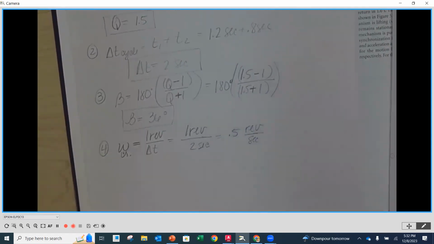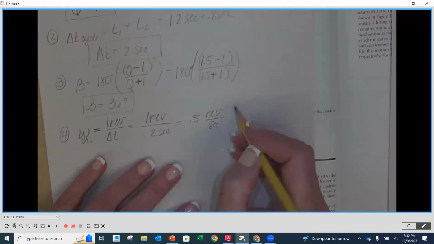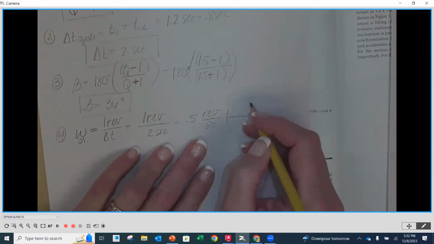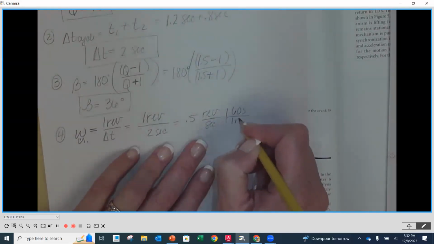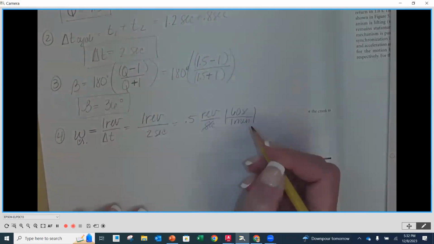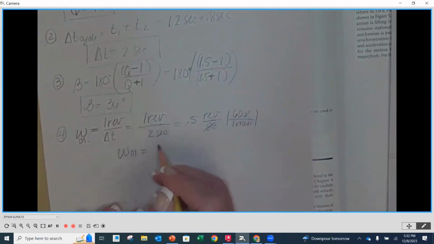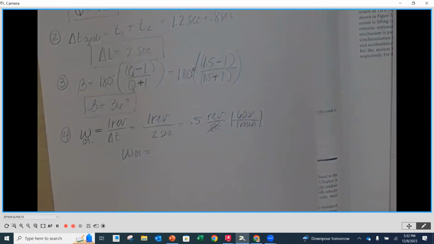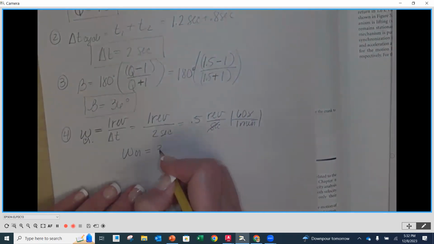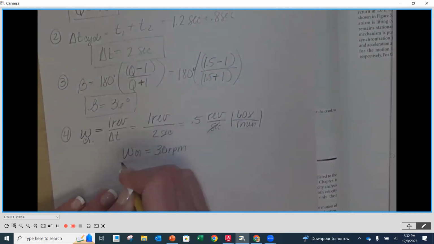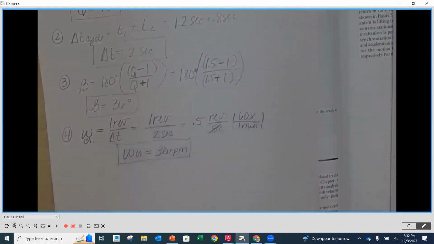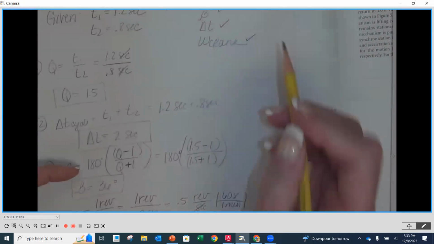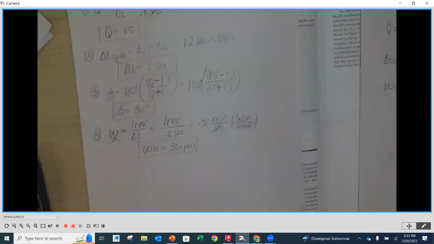Now, as you know, the preferred units for angular velocity are RPMs. So we just want to do a quick conversion to RPMs for our final answer. We know that there's 60 seconds in 1 minute, so the seconds cancel out here. So our W of our crank looks like it's going to be 30 RPM. There you go. And that's the final part of that. Okay, any questions about that?